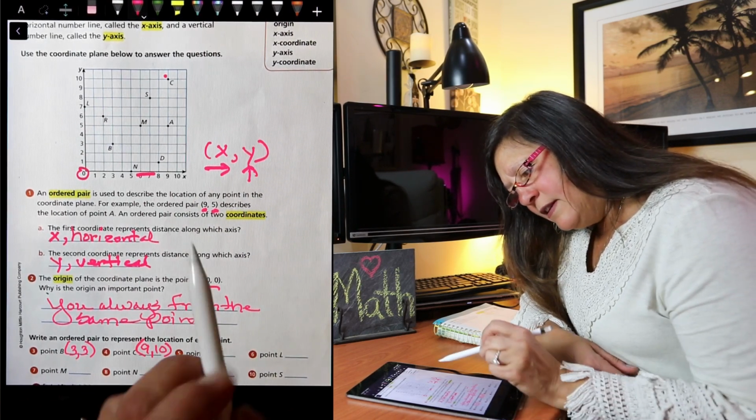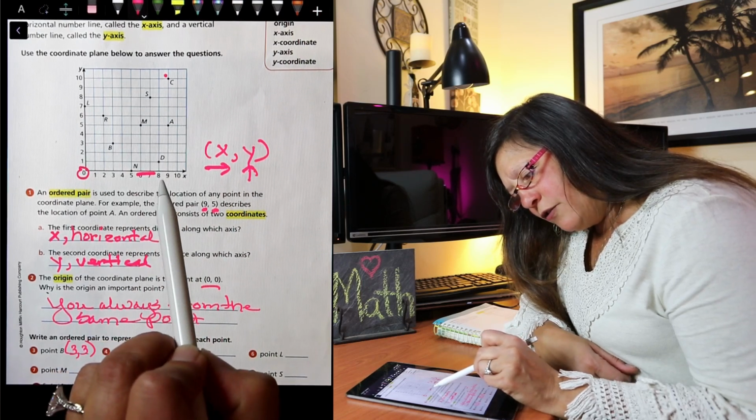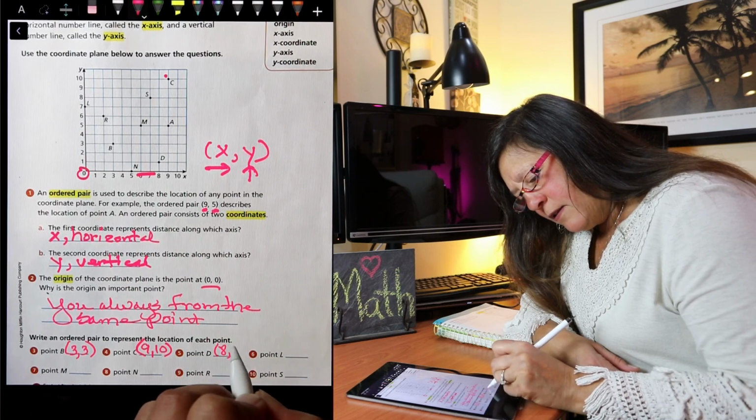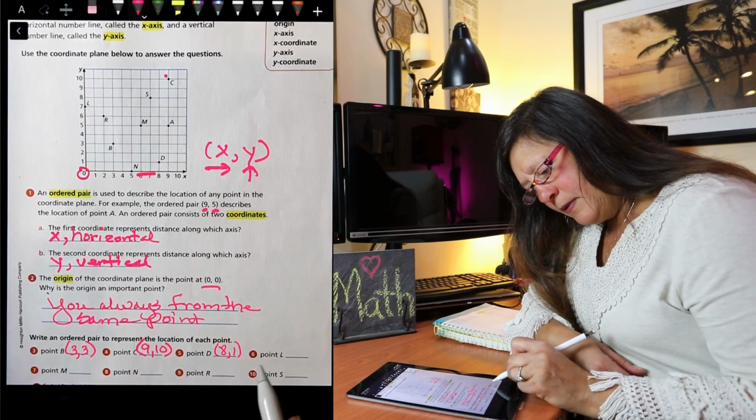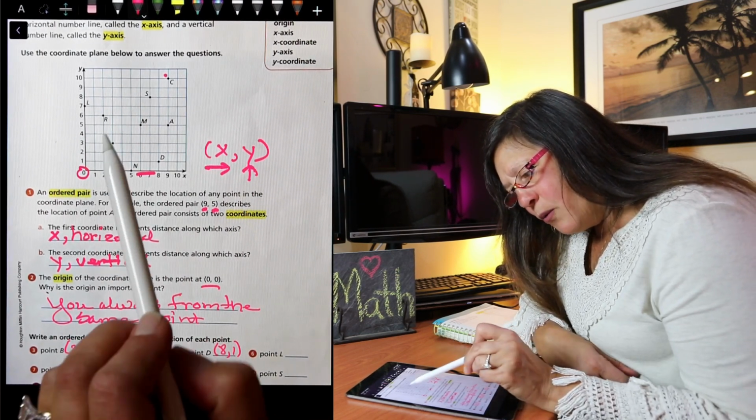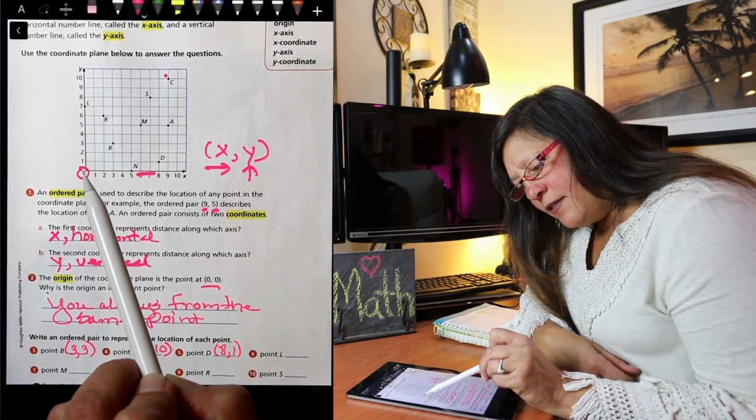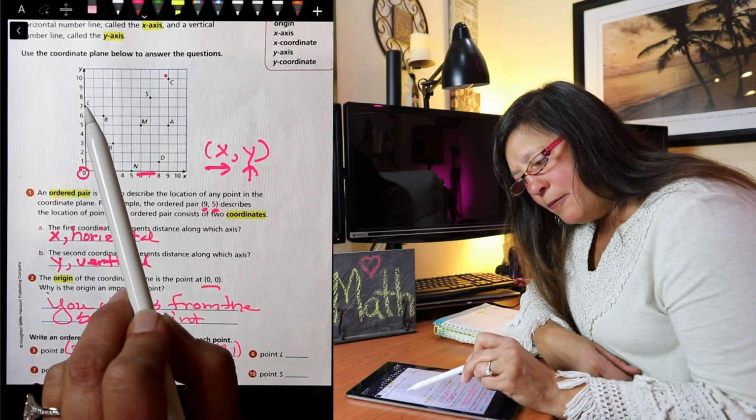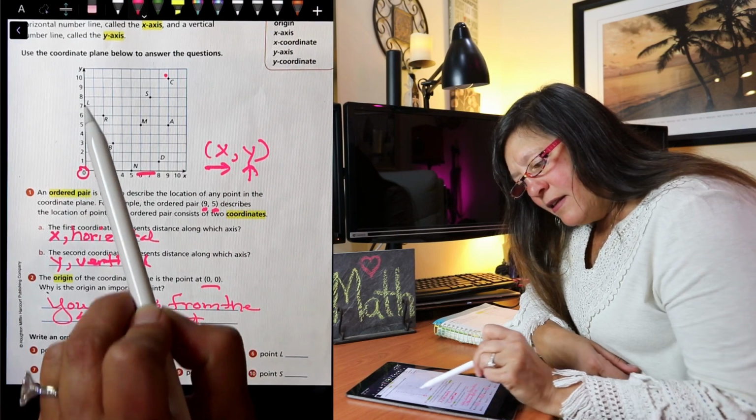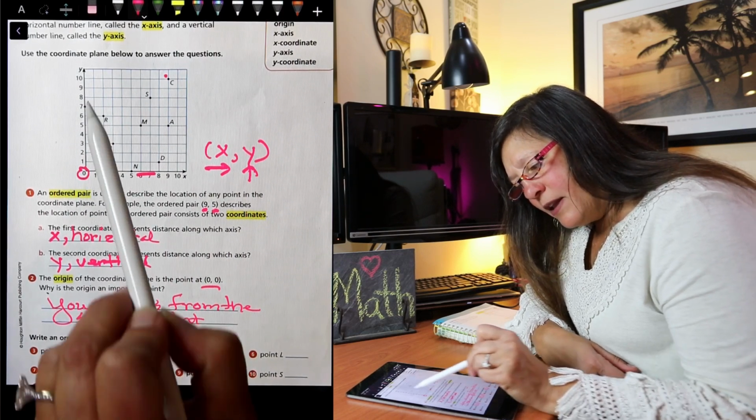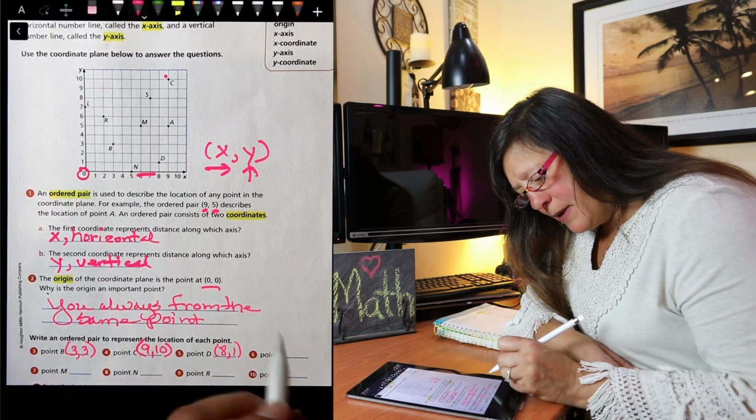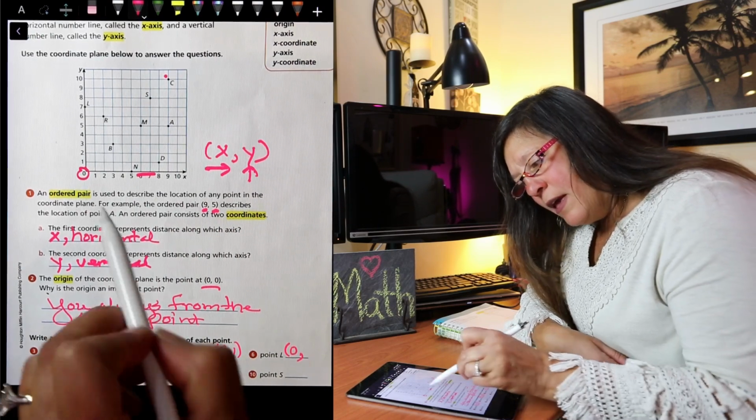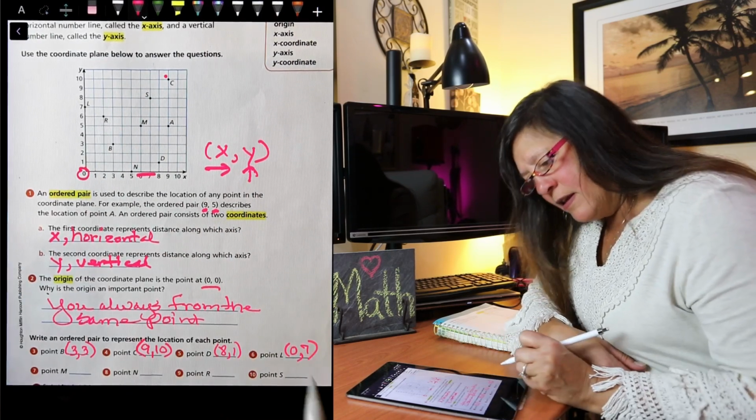Number 5, point D. Over to 8 and then up 1. 8, 1. Number 6. Here's point L. Now look at this closely. L doesn't really go over, but it goes up because it's on this axis right here. It's on the y-axis. So that means it didn't go over any. So it goes over 0, but then up 7.